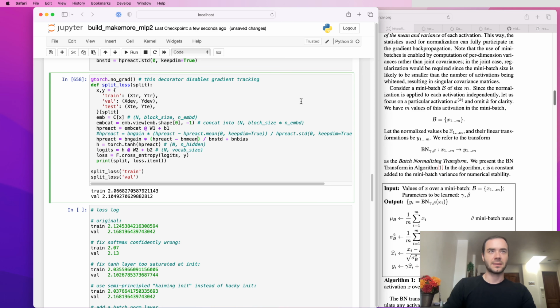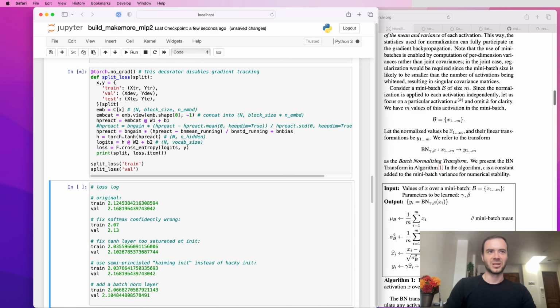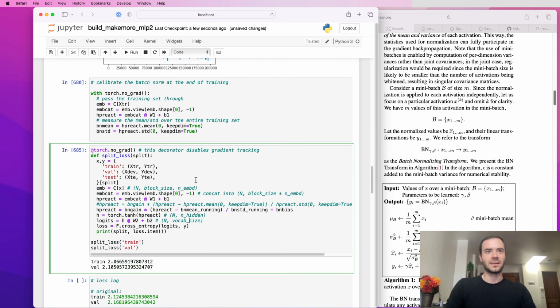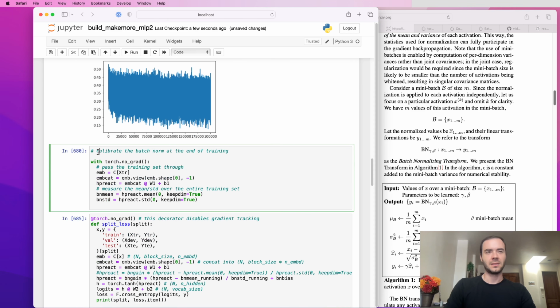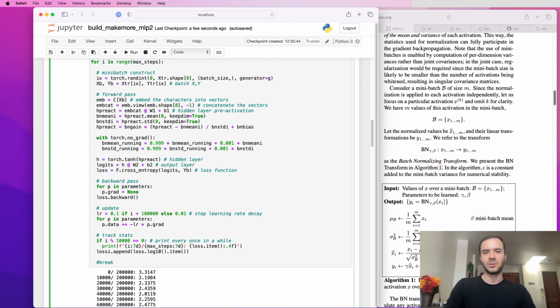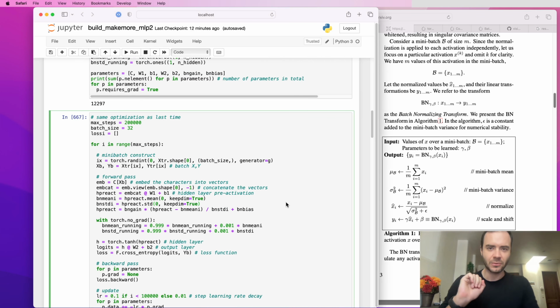And so then here, instead of BN mean, we can use the BN mean running. Instead of BNSTD, we can use BNSTD running. And hopefully the validation loss will not be impacted too much. Okay, so it's basically identical. And this way, we've eliminated the need for this explicit stage of calibration because we are doing it inline over here. Okay, so we're almost done with batch normalization.